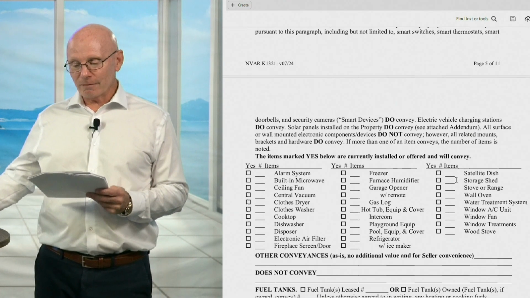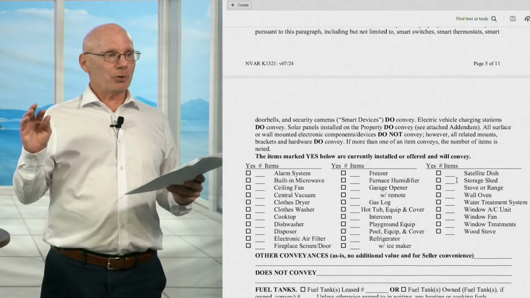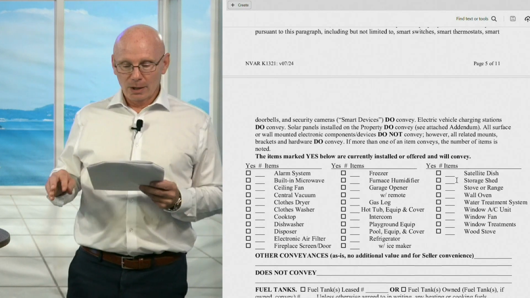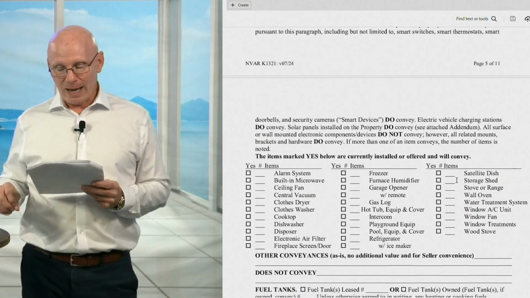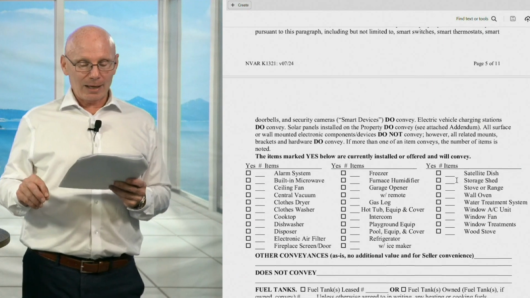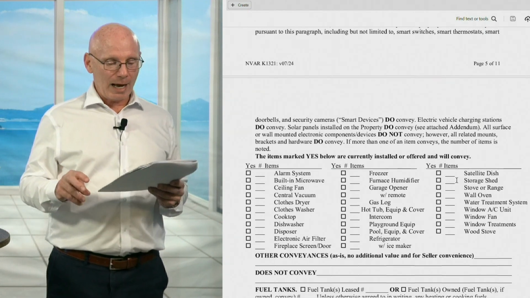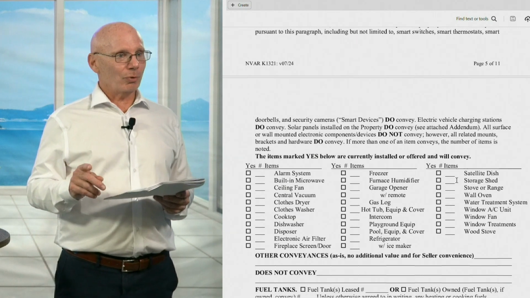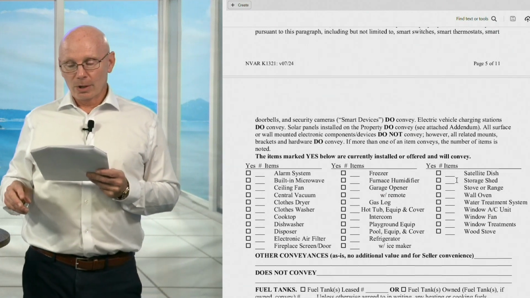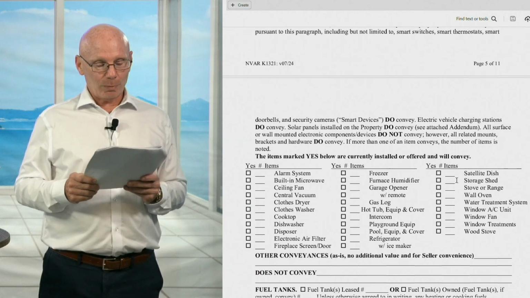If they have an electric vehicle charging station, that's supposed to convey. If they have solar panels on the roof, those are supposed to convey, and there's a separate addendum for that, right? So make sure that you have that in there. All surface or wall-mounted electronics do not convey. So if I've got a TV on the wall in every room, those TVs don't stay. However, the mounting brackets do. So you're supposed to leave the mounting brackets in the property, your seller is. And then you're supposed to check any other thing in here that's supposed to convey with the property.